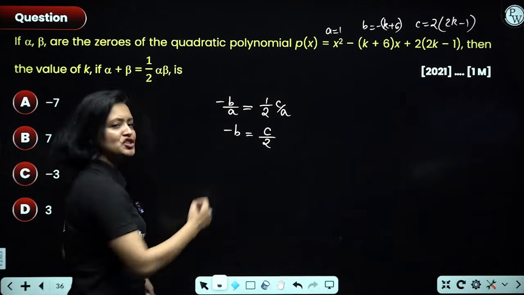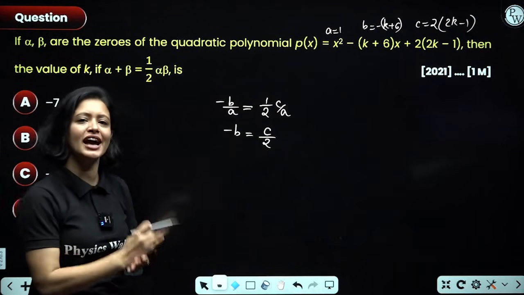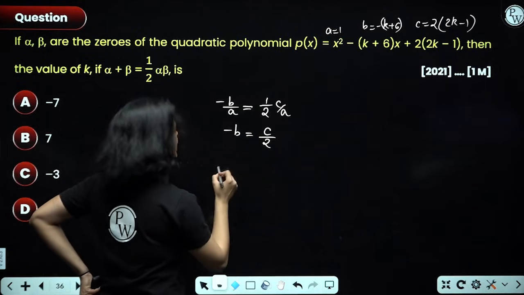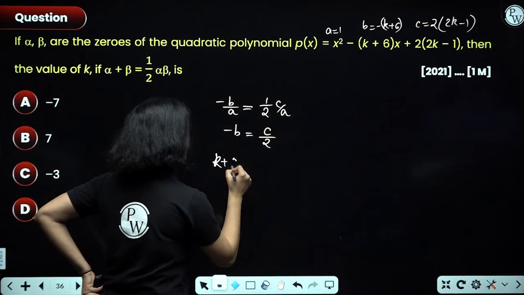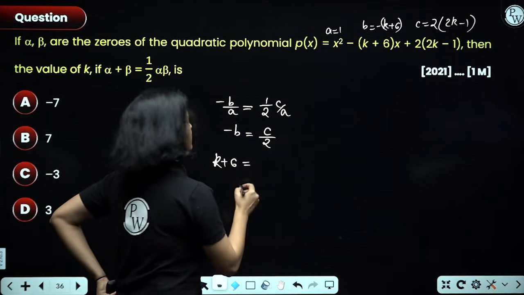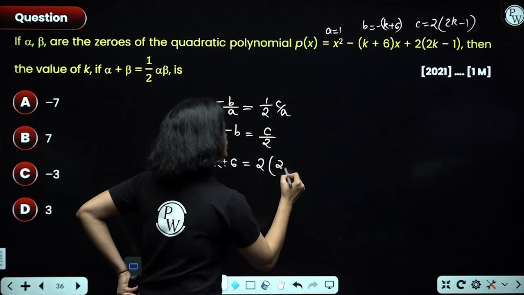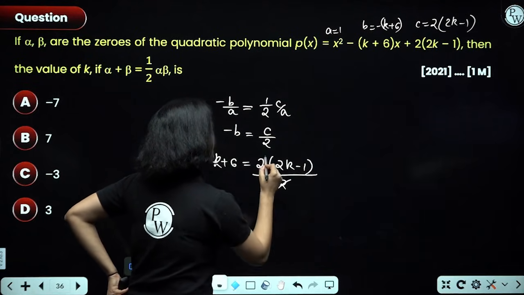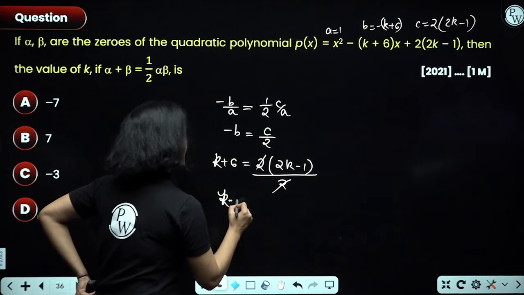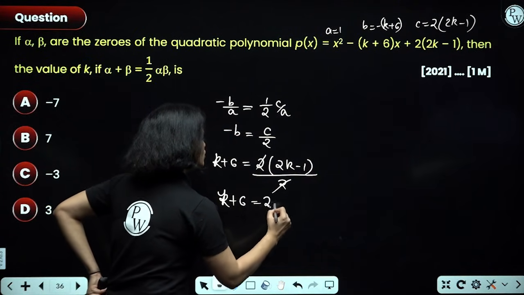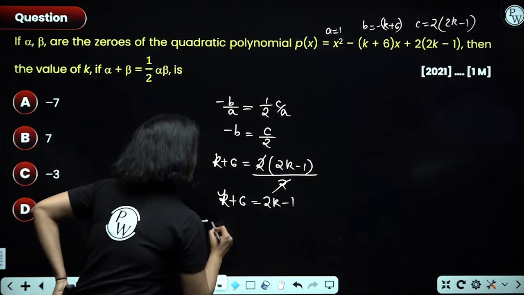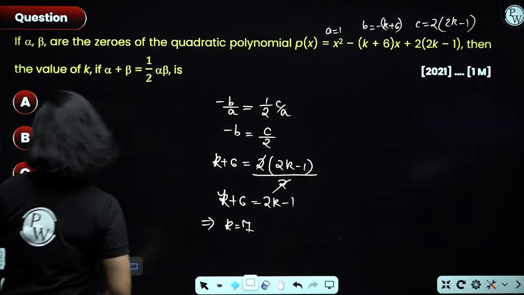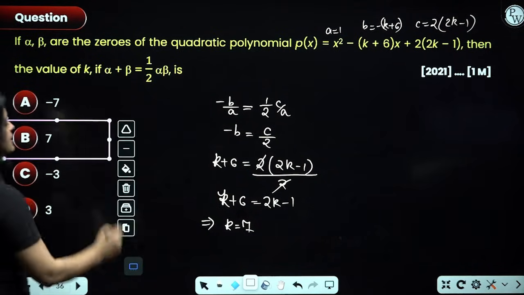I have an equation here through which I can figure out the value of k. So let's plug everything in. Minus of b would be k plus 6. C by a would be twice of 2k minus 1 over 2. The 2 and 2 get cancelled. We have k plus 6 is equals to 2k minus 1. From here, you can say that k is equals to 7. So what's the correct answer, everyone? Option number B is the correct answer.